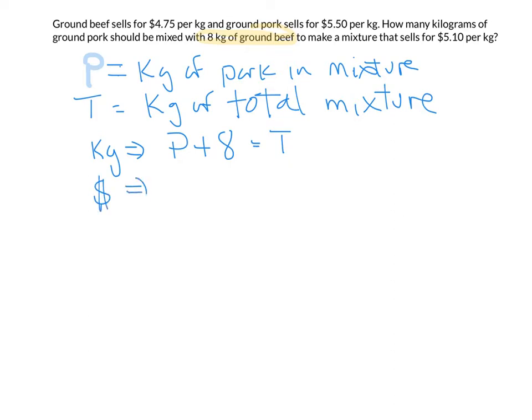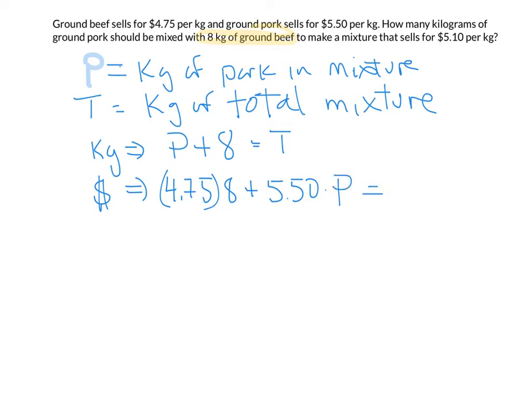And now what we're going to do is try to keep track of the dollars, the value of everything. So what we're looking at is, let's see, the ground beef is $4.75 per kilogram, but we know it's 8 kilograms. So when we do 4.75 times 8, what we're getting is the total value of all the ground beef in the mixture. Of course, we should add that to the total value of all the ground pork. And the ground pork we can get by doing $5.50 per kilogram times P, since we don't know how much pork is going to be put in there.